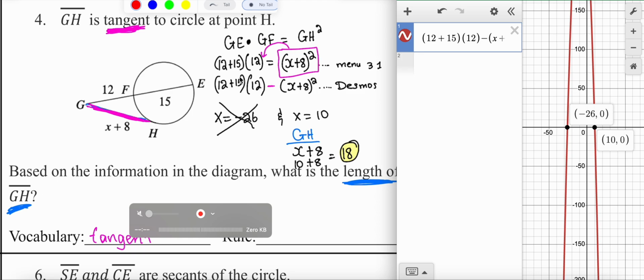But as you can see, when I use Desmos, it gives me negative 26 as my x, and it also gave me 10 as my x. Again, we never use a negative x, we always use a positive x.